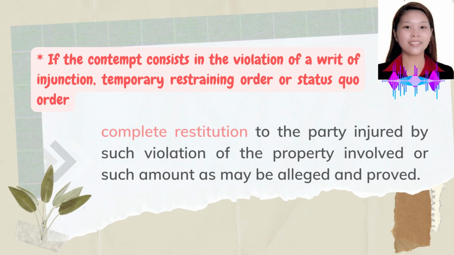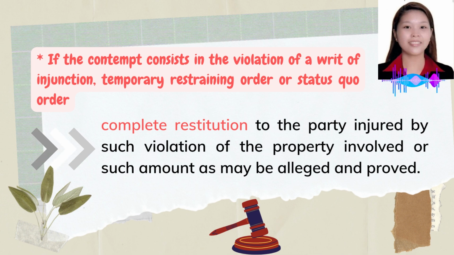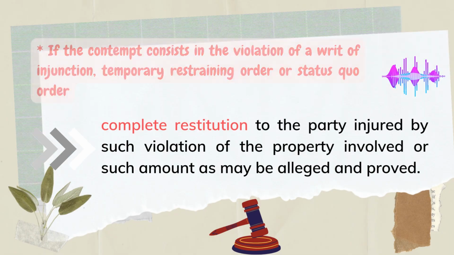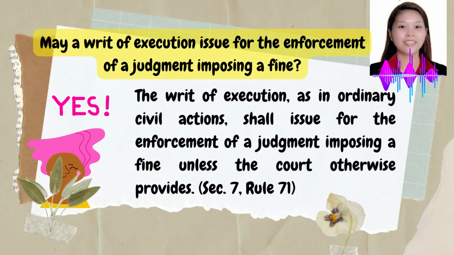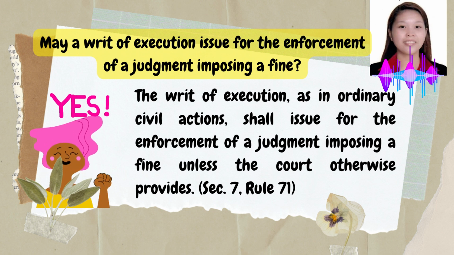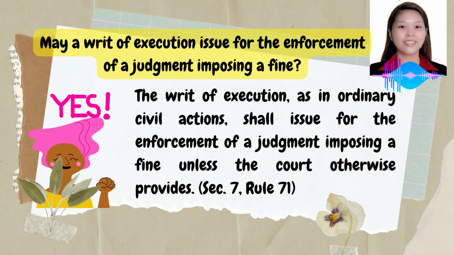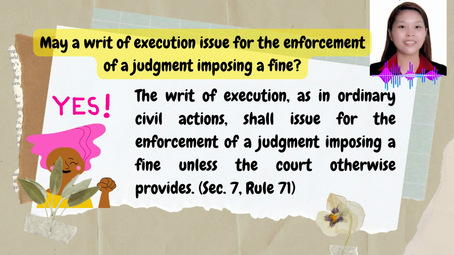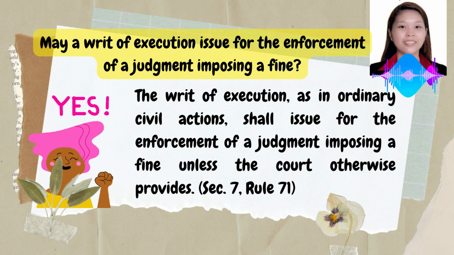And if the contempt consists in the violation of a writ of injunction, temporary restraining order, or status quo order, complete restitution to the party injured by such violation of the property involved or such amount as may be alleged and proved. May a writ of execution issue for the enforcement of a judgment imposing a fine? Yes, the writ of execution, as in ordinary civil actions, shall issue for the enforcement of a judgment imposing a fine unless the court otherwise provides. That's pursuant to Section 7 of Rule 71.